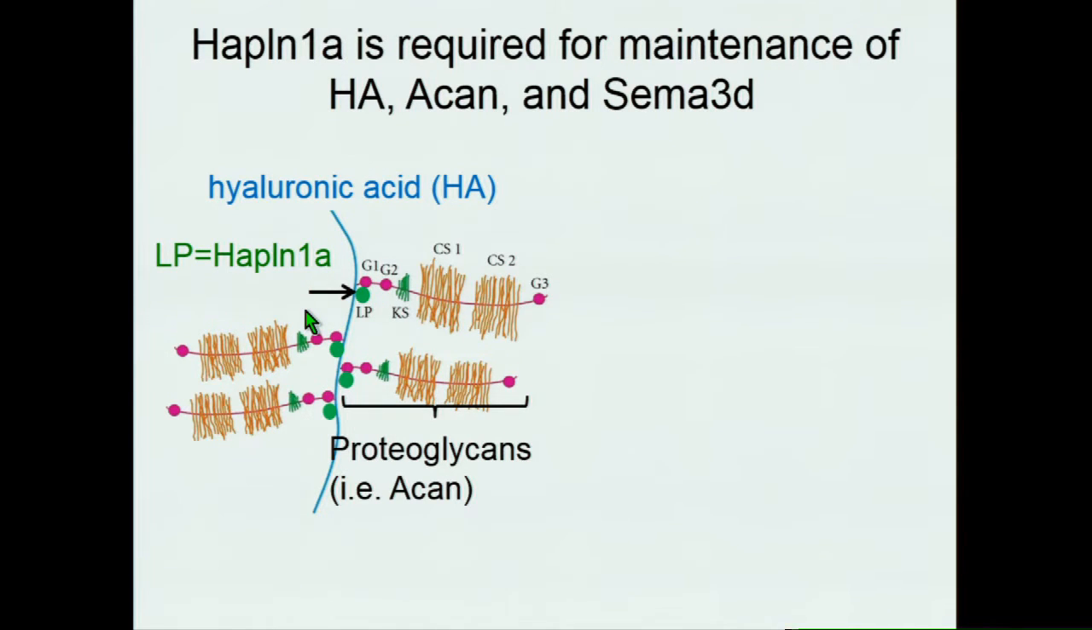Before I show you that, I wanted to let you know that when we do Hapln1a knockdown, we also see that we reduce the levels of hyaluronic acid, and we see reduced levels of Acan. So knocking down Hapln1a leads to essentially a reduction of this entire extracellular matrix.